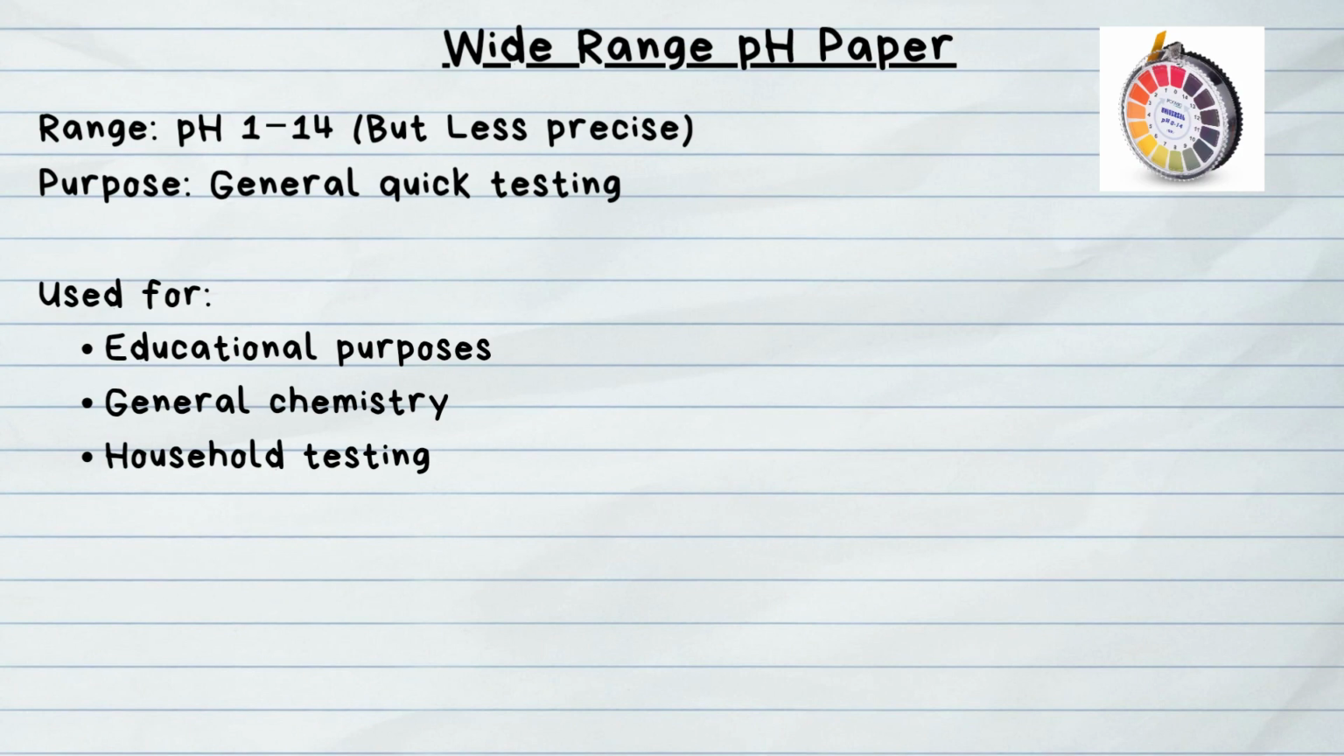Next comes wide-range pH paper. As the name suggests, this paper covers a wide pH range, usually from 1 to 14. It is mainly used for quick and general testing. For example, educational experiments, basic chemistry practice, and even household testing. However, there is one small limitation. Because it covers such a large range, it is less precise compared to narrow-range pH paper. Wide range means more coverage, but slightly less accuracy.